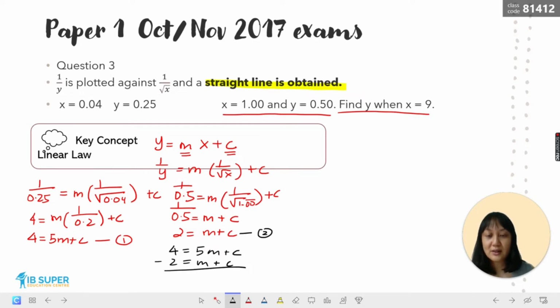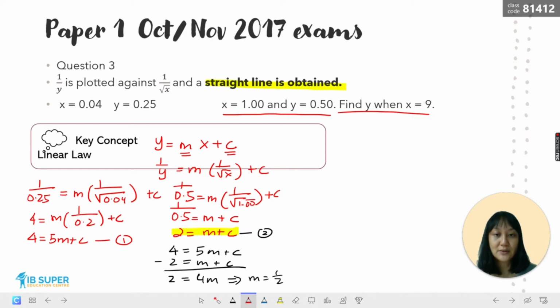We're going to solve the simultaneous equations using the elimination method. When we subtract, 4 minus 2 is 2, and 5m minus m is 4m. c is eliminated, so m equals half. Substitute back into any expression. We can substitute into the second one because the numbers are smaller. So 2 equals half plus c, so c equals 3 over 2.